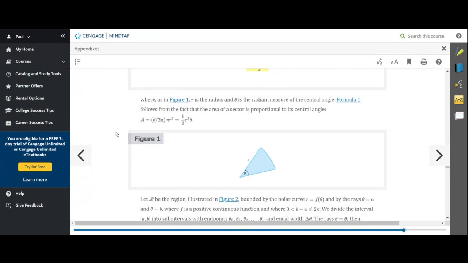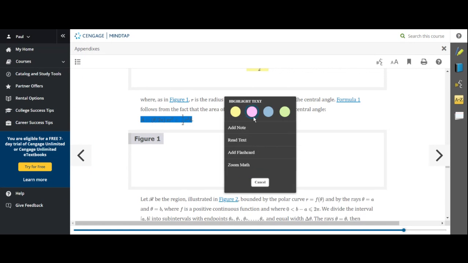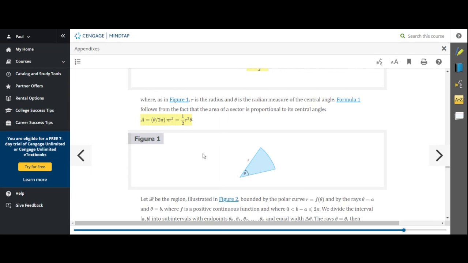So, the way I think of this formula, the area of a sector of a circle is 1/2 r squared theta. Think about a full circle. What angle theta would you need for your sector to be a full circle? What angle theta would produce a full circle as a sector?